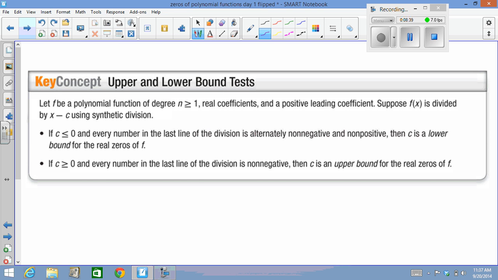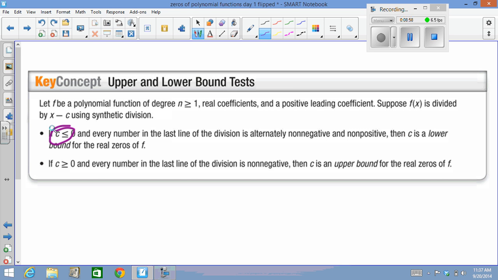So when I have a negative number, that's what that means, and I look at the answer, the bottom line, when I do synthetic division, if the numbers go every other one, positive, negative, then that means it is a lower bound. So that means I don't have to try any numbers that are smaller.